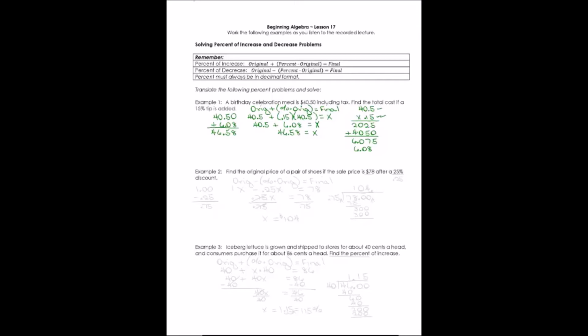So, the original price of a pair of shoes, if the sale price is $78 after a 25% discount. It is a percent of discount formula, so I'll write that down. Original minus percent times the original, and that's equal to the final. They've given me everything except the original.